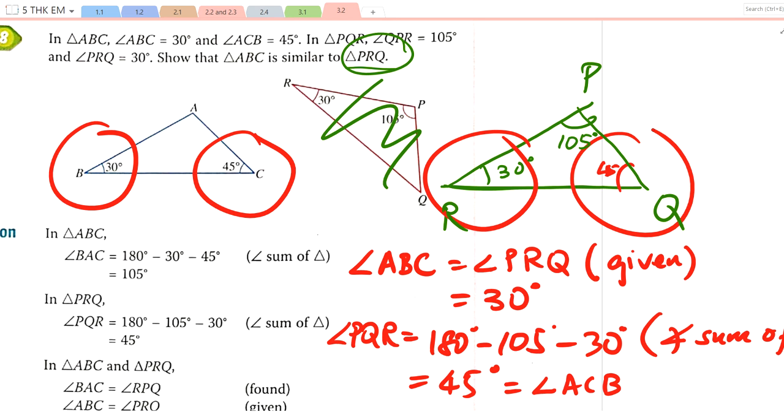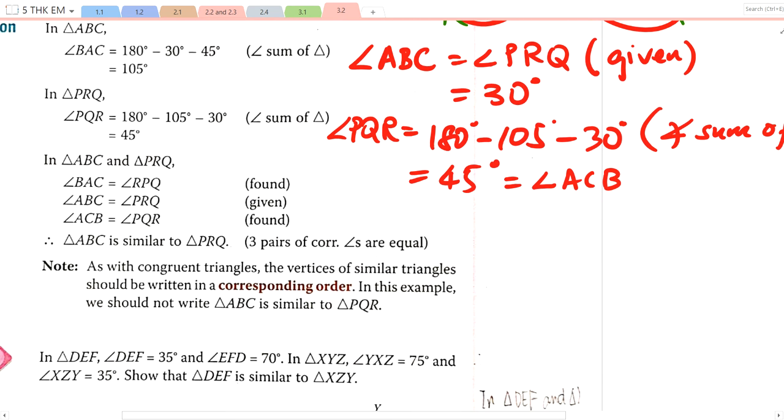Angle sum of triangle. So do I necessarily need to prove that 3 angles are the same? No need. Prove that 2 angles are the same is enough already. Okay, this is the trick. Now, after I have shown that these 2 angles are the same, I will conclude. I don't need all these things already.